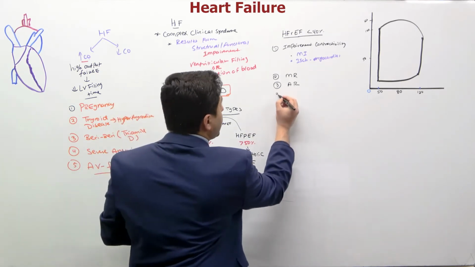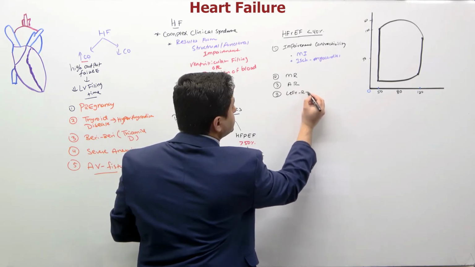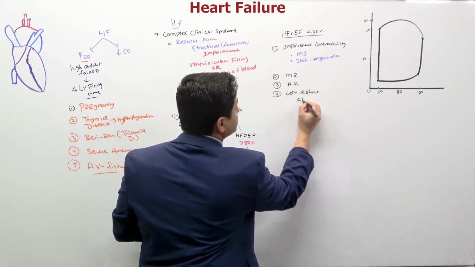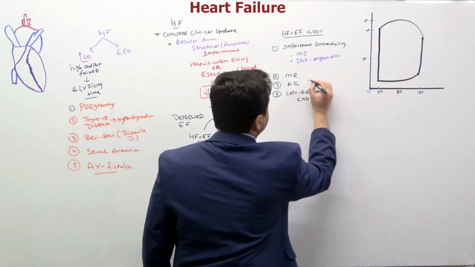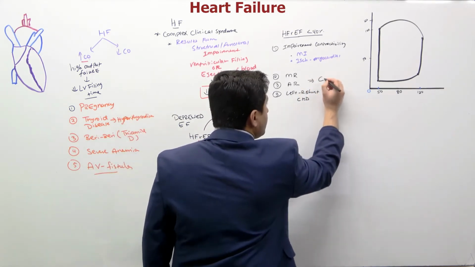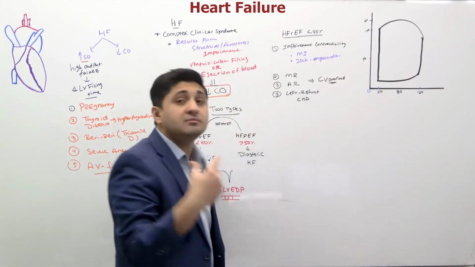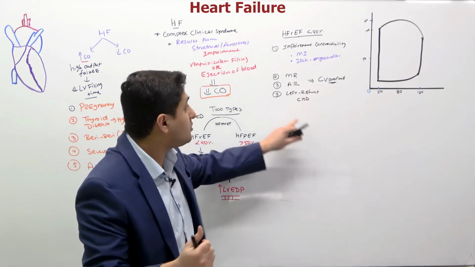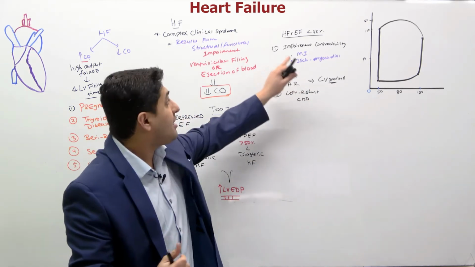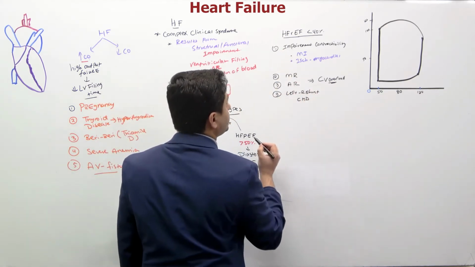And on top of this, maybe third, there's a left to right shunt, and this is usually congenital heart disease. All of them result in what? There's a chronic volume overload, all right? So chronic volume overload can also result in what? Heart failure with a reduced ejection fraction. So these ones are very important, all right?